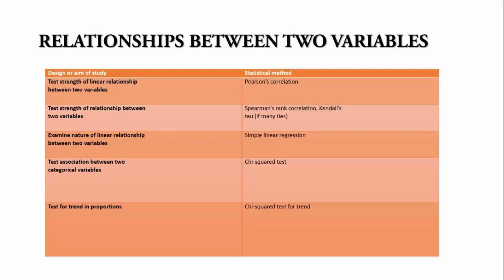So last but not least, if you want to test for trend in proportions, you should use the chi-square test for trend. Note this is different from the chi-square test. And the assumption should be the data should be categorical. One variable has two categories and the other has to have several categories which are ordered, and the sample should be greater than 50. So these are the types of designs that are available in any medical research study.